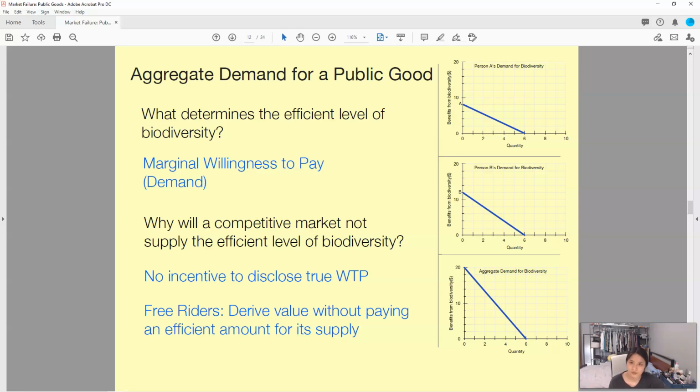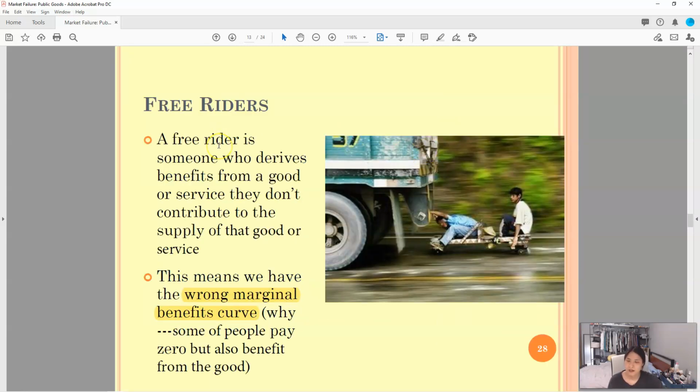So that is someone who gets benefits from a good or service but doesn't contribute to the supply of that good or service. That means we have the wrong marginal benefits curve, because some people don't pay anything, but they also benefit from that good, right?